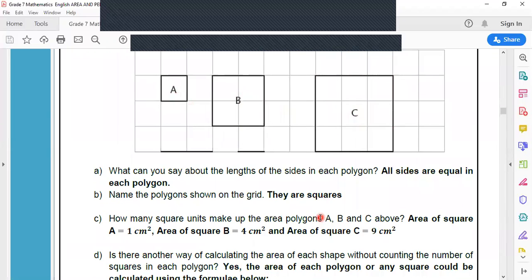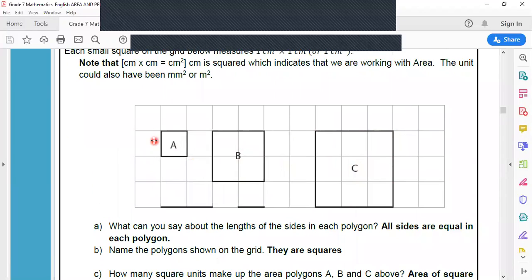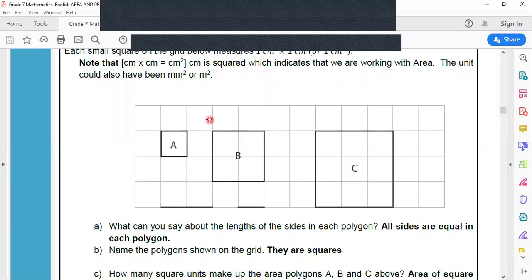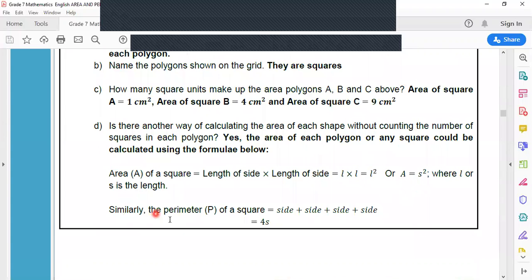Okay, and then it says to you, is there another way of calculating the area in each shape without counting the number of squares in each polygon? So yes, there is. How we're going to do that? We're going to take the length times the breadth. So it's 1 times 1 is 1, what did we do? Centimeters. Are these centimeters? Yeah, centimeters squared. And this one is 2 times 2, which is 4 centimeters squared. And this would be 3 times 3, which is 9 centimeters squared. Okay, and then I'll show you the formula.